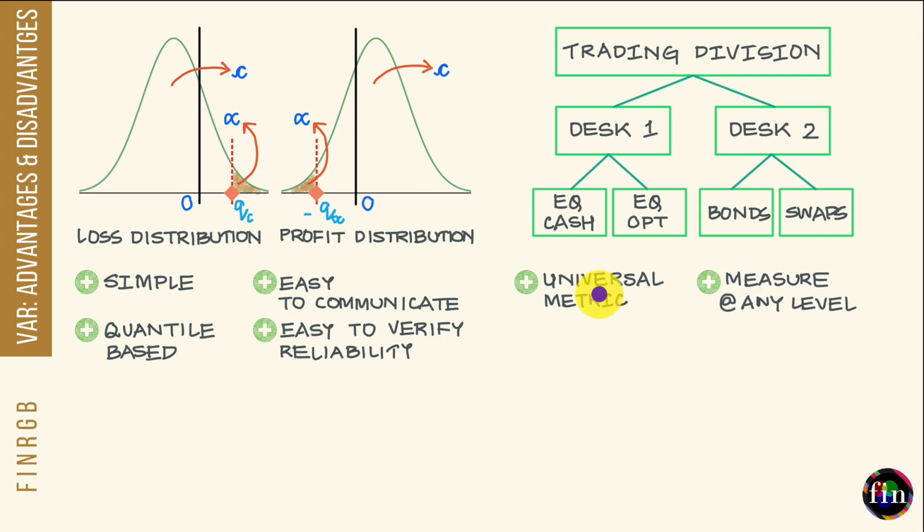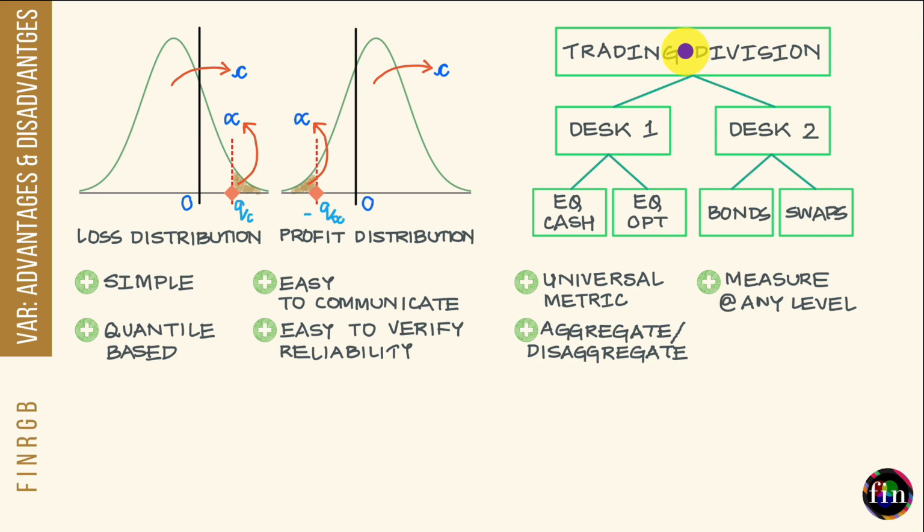Okay. Then the third advantage in this camp is that VaR can be both aggregated as well as disaggregated. If I have VaRs available for, let's say, each of these portfolios, given the dependence between the constituents of these portfolios, I can aggregate these individual VaRs to go all the way up and calculate the VaR for my trading division. Okay, so VaR can be aggregated.